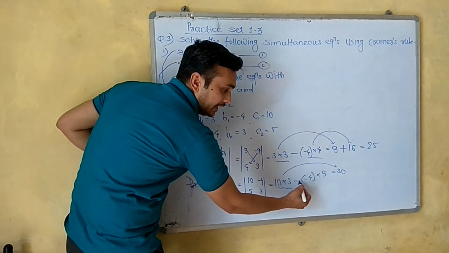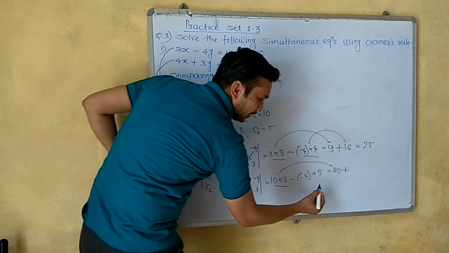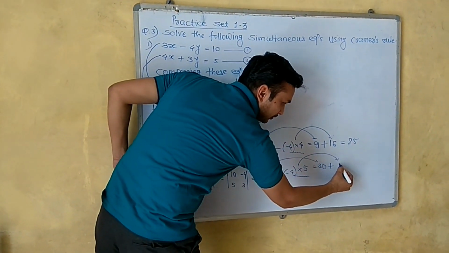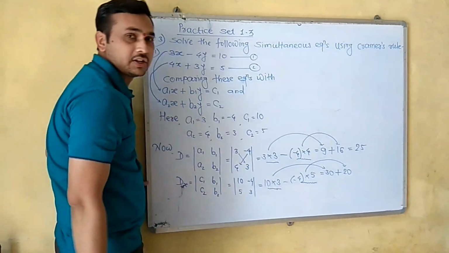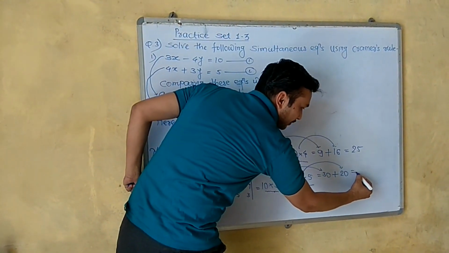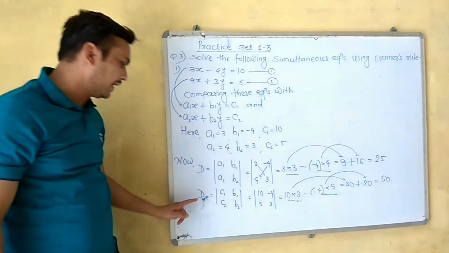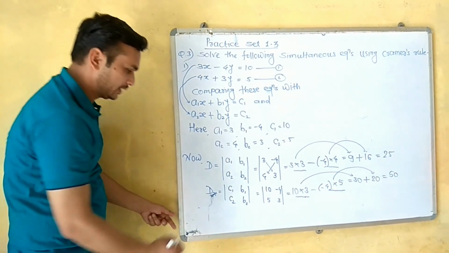Again minus into minus, plus 4 into 5, that is equals to 20. So 30 plus 20 is 50. So that 50 is the value of dx.